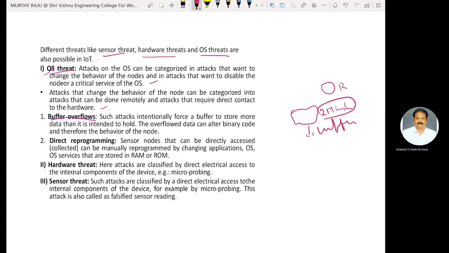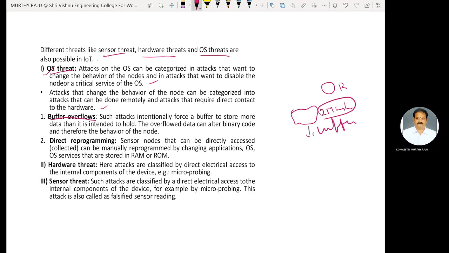Next one, hardware threat. Here attacks are classified by direct electrical access to the internal components of the device. Internal components means memory, processors, and also operating systems. That is called a hardware threat. Due to the hardware threat, the behavior of the node also changes.